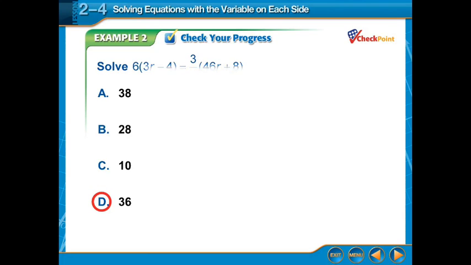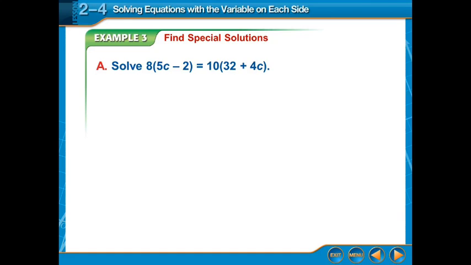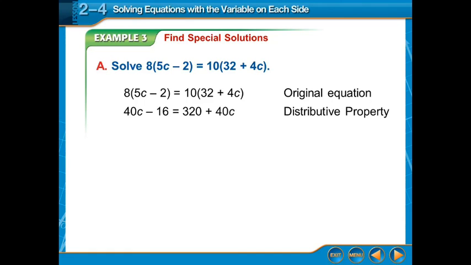Alright, let's look at another one. Find special solutions. So if we have 8 times 5c minus 2 and 10 times 32 plus 4c, we have the original equation. Use distributive property. 8 times 5c is 40c. 8 times negative 2 is negative 16. 10 times 32 is 320. 10 times 4c is 40c.